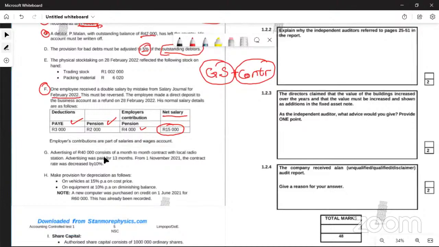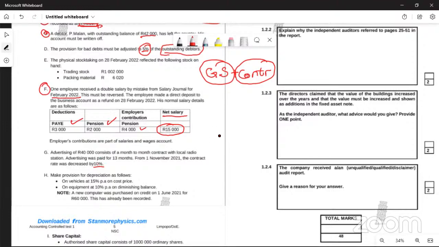Advertising of 40,000 consists of a month-to-month contract with local radio station. Advertisement was paid for 13 months from 1st November 2021. The contract rate was decreased by 10%.